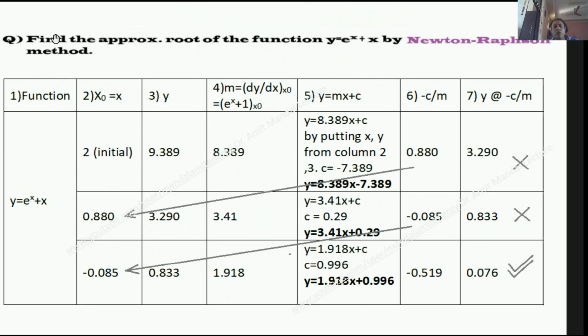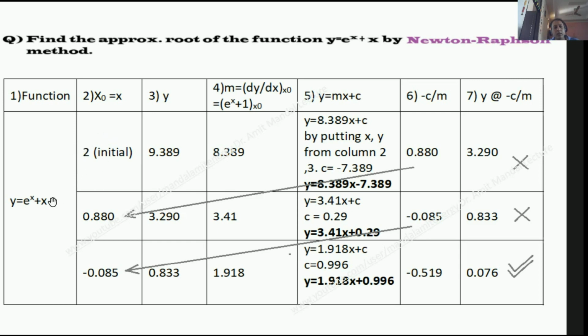Okay, now we will solve a mathematical question with the help of the Newton-Raphson method. The function we have to apply it to is y equals e to the power x plus x, and we have to find the approximate root. Okay, so let's start our iteration. This is the function y equals e to the power x plus x. I am taking the initial value of x to be 2.